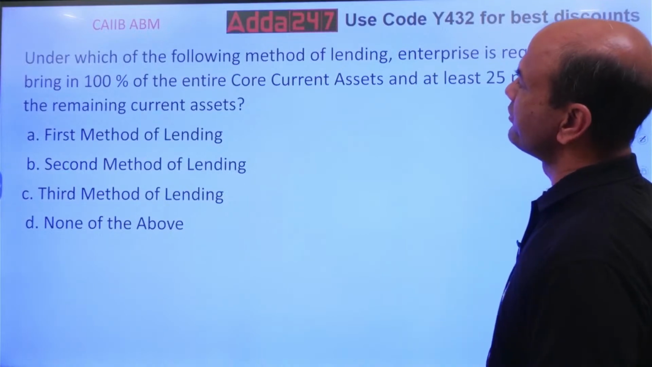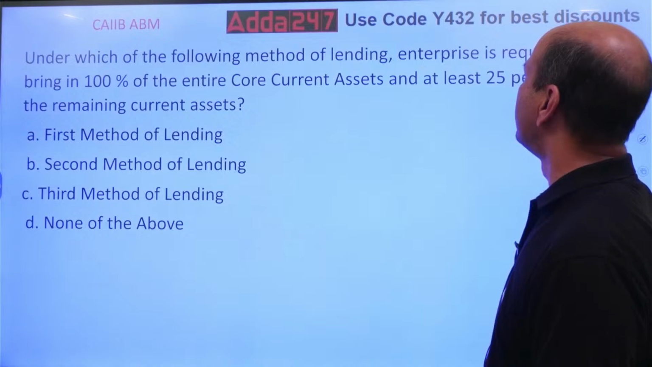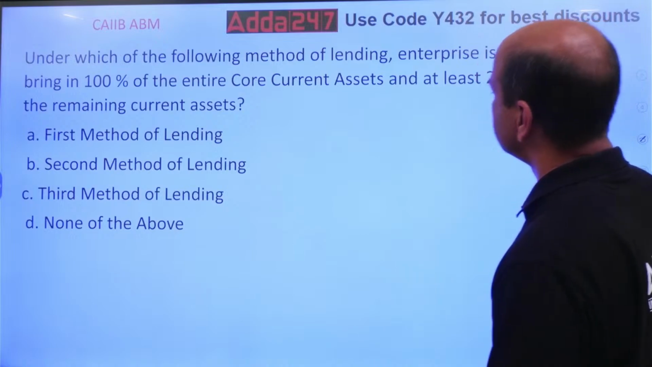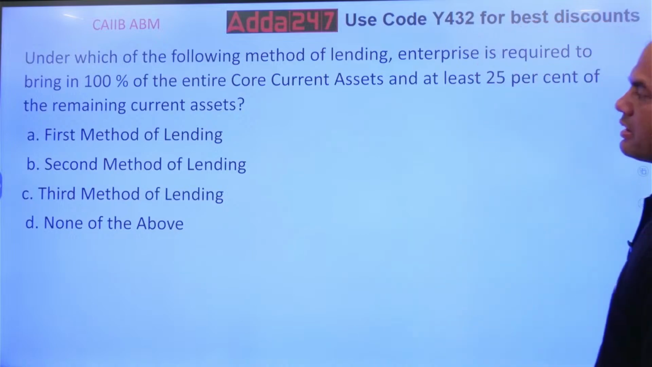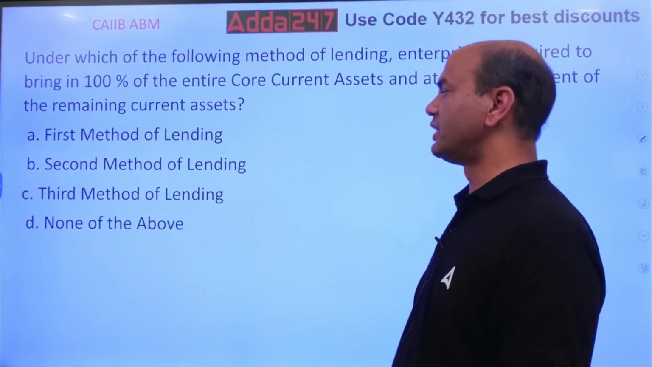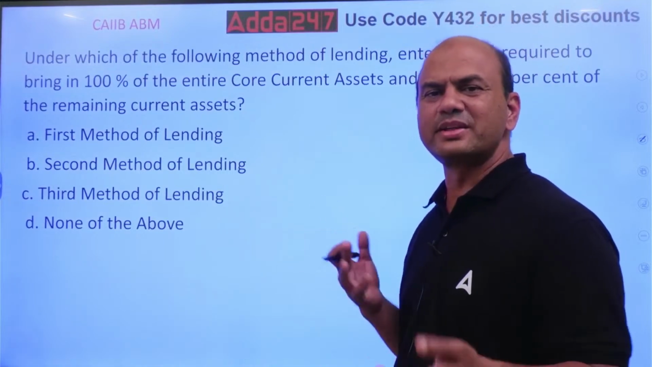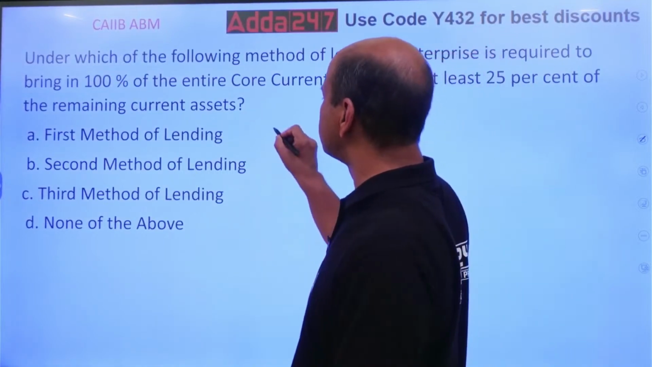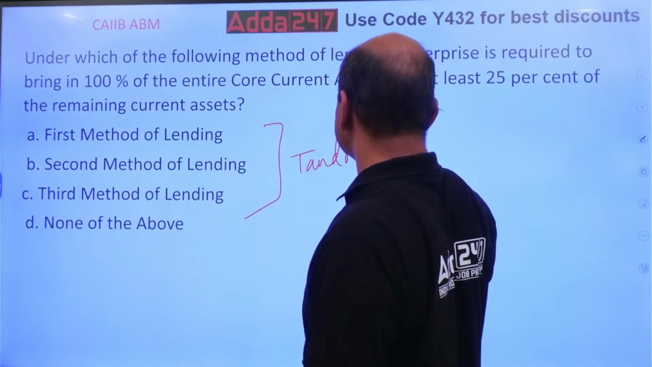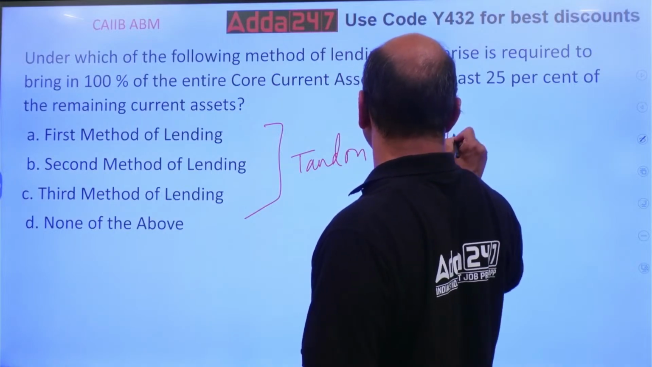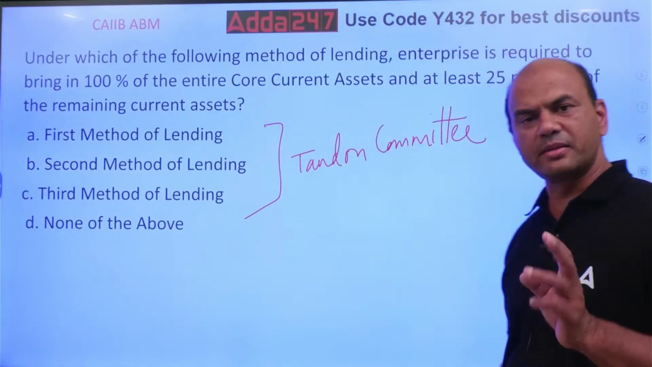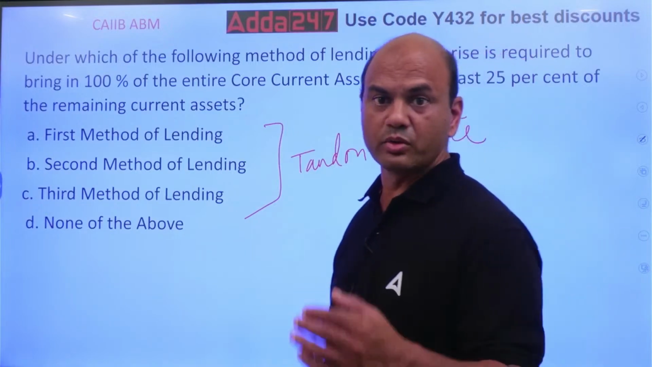Under which of the following methods of lending is the enterprise required to bring 100% of the entire core current assets and at least 25% of the remaining current assets? First method of lending, second method of lending, third method of lending, none of these. What is all this? All these three methods relate to Tandon committee. Just now I told you, no? Methods of lending. This is based on operating cycle. Tandon committee has three methods. Method 1, 2, 3.